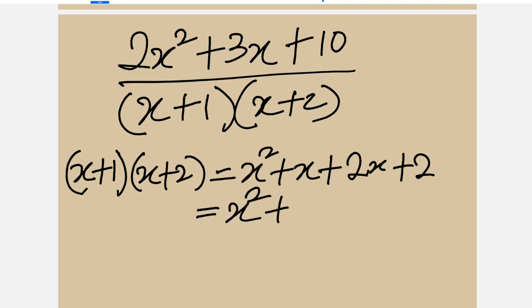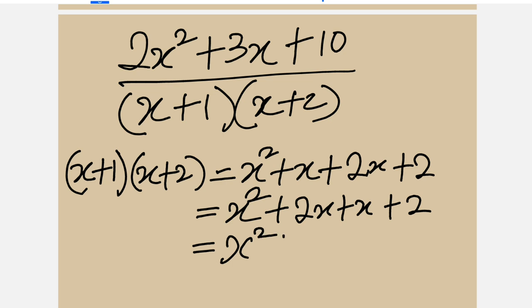Let me write it for those who are learning. x times x, x squared. x times 2, we have 2x. 1 times x, plus x. 1 times 2, plus 2. So the expansion gives x squared plus 3x plus 2. This is the denominator.